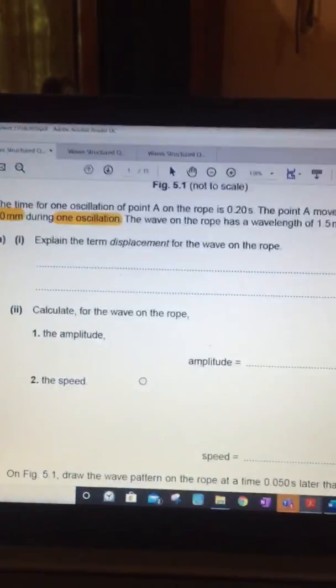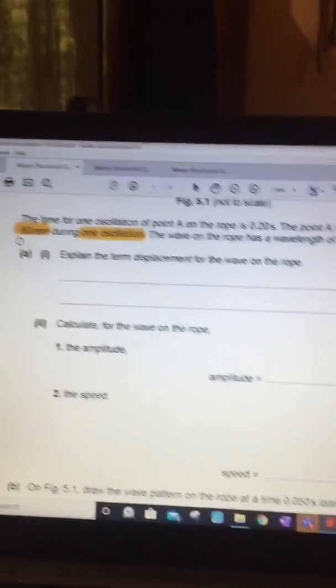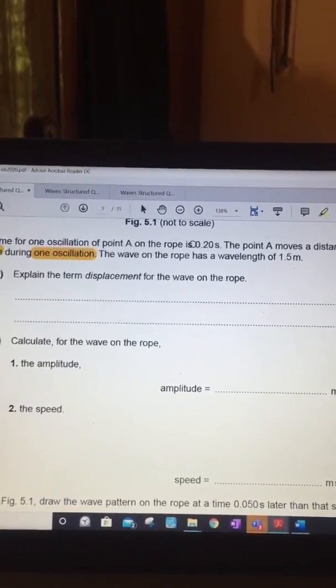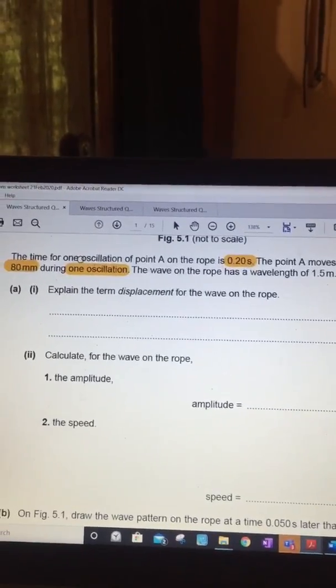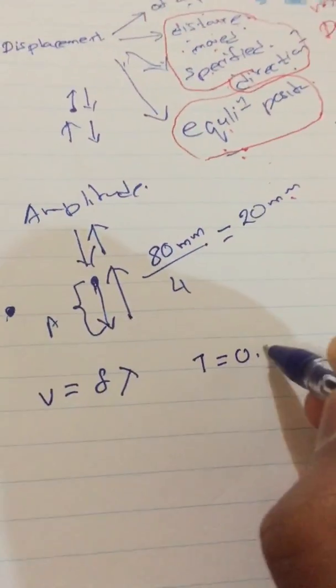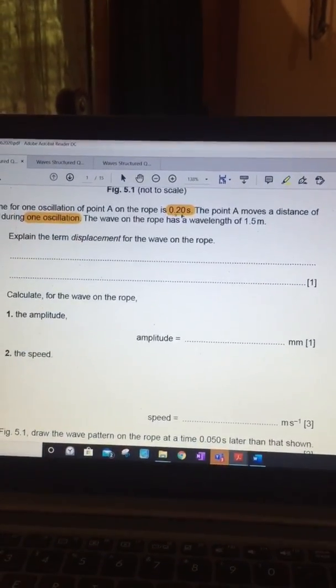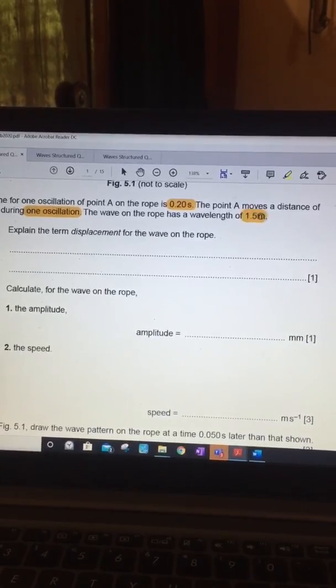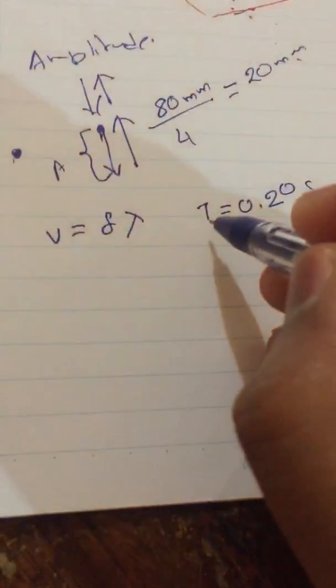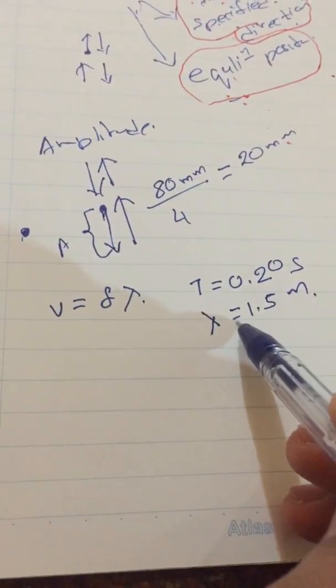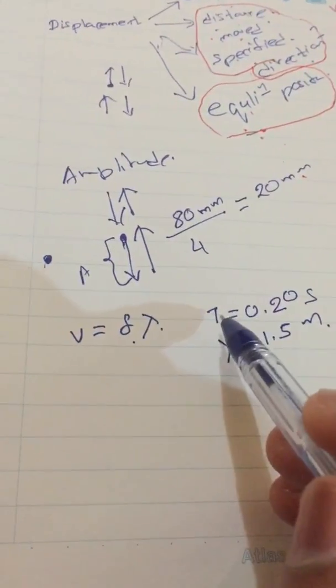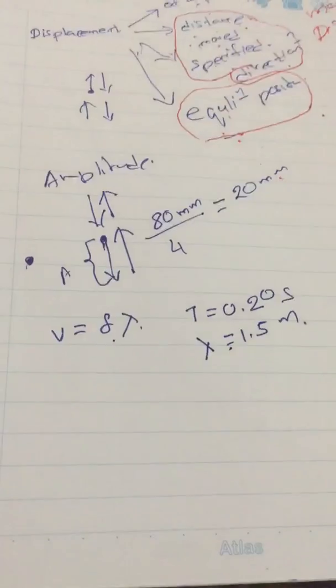Now frequency, so I go to the question and try to see what other data are given. There are 2 data given. One is 0.2 seconds, that is the time for one oscillation, which means that period is equal to 0.2 seconds. And the wave on the rope has a wavelength of 1.5 meters. So the lambda is 1.5 meters. Now you know the lambda.